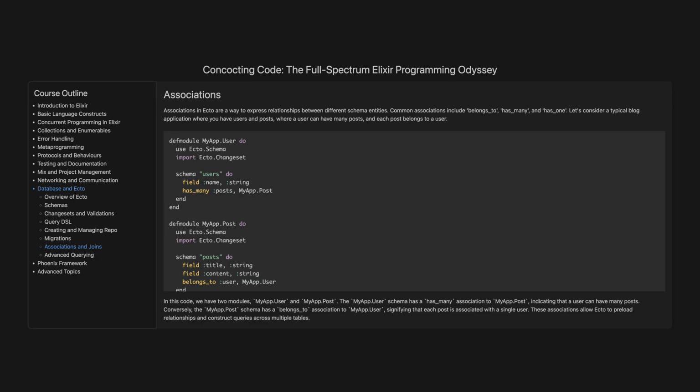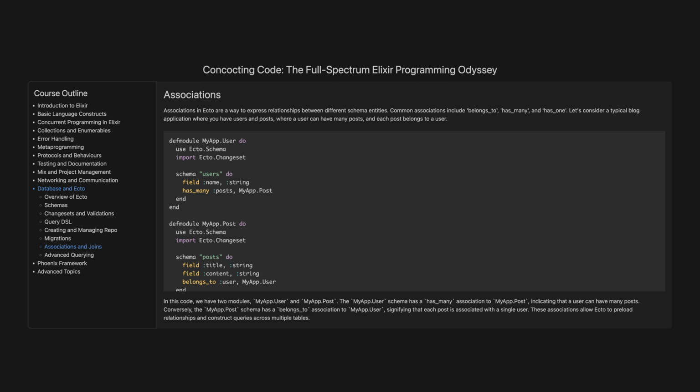Associations and joins. Associations in Ecto are a way to express relationships between different schema entities. Common associations include belongs_to, has_many, and has_one. Let's consider a typical blog application where you have users and posts, where a user can have many posts and each post belongs to a user.